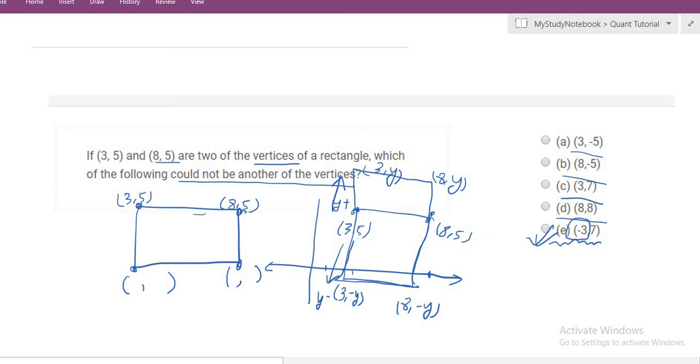So by simply assuming what kind of value it could be, and based on the structure of the geometry, we can have an idea as to which point is the oddball.